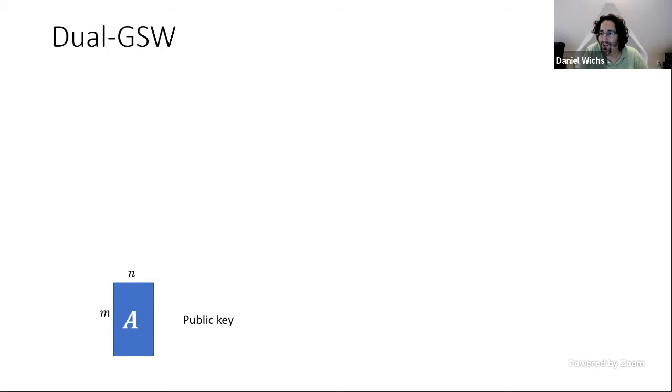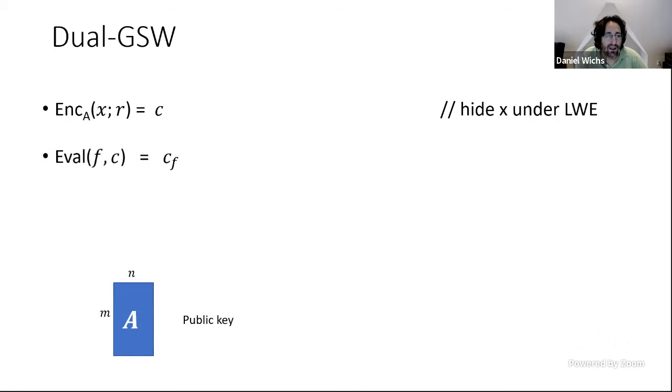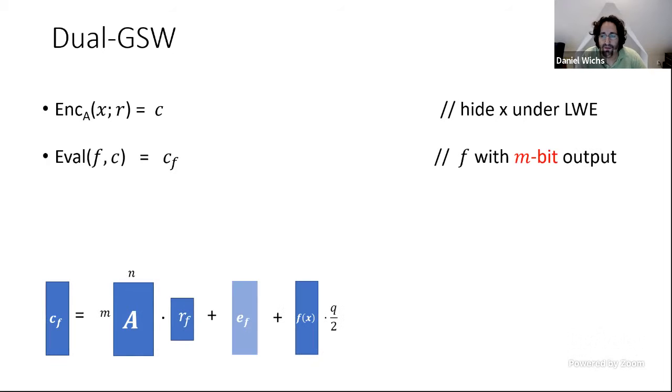And actually, in this talk, there's no secret key. We're never going to decrypt. There's not going to be any decryption. There's a way to encrypt some value X under the public key using some randomness R, and this outputs a ciphertext C. And then there's a way to evaluate a function F over the ciphertext to get a ciphertext that encrypts F of X. And I want to say a little bit more about the ciphertext. So here I'm going to think of a function with m-bit output where m is the same m as the height of the matrix A.